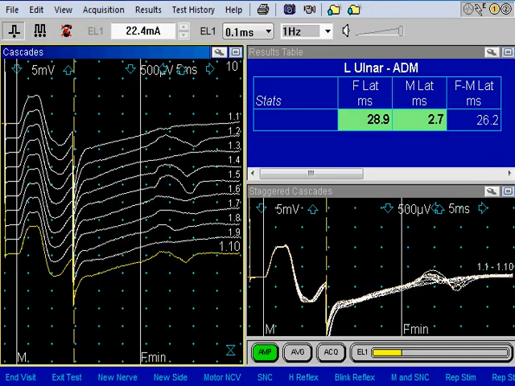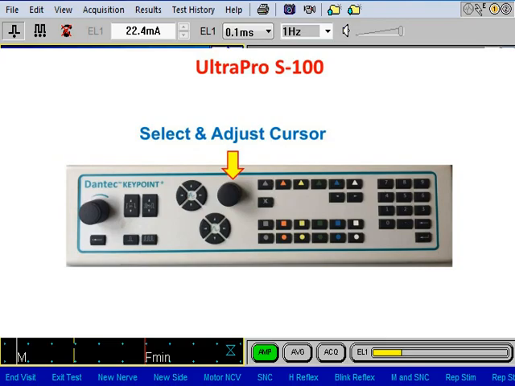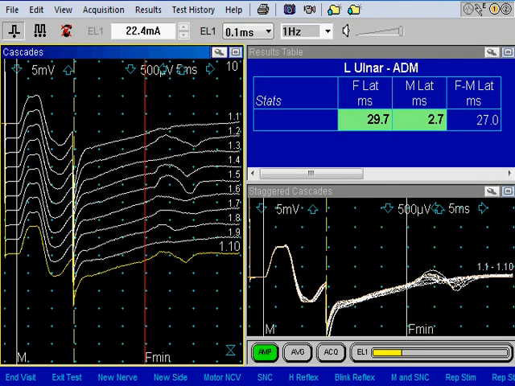The positions of the cursors can be changed manually if necessary. For example, by using the mouse. And notice the movement of the cursor in both windows. The other method is to use the controls on the console. This concludes the basic F wave test.